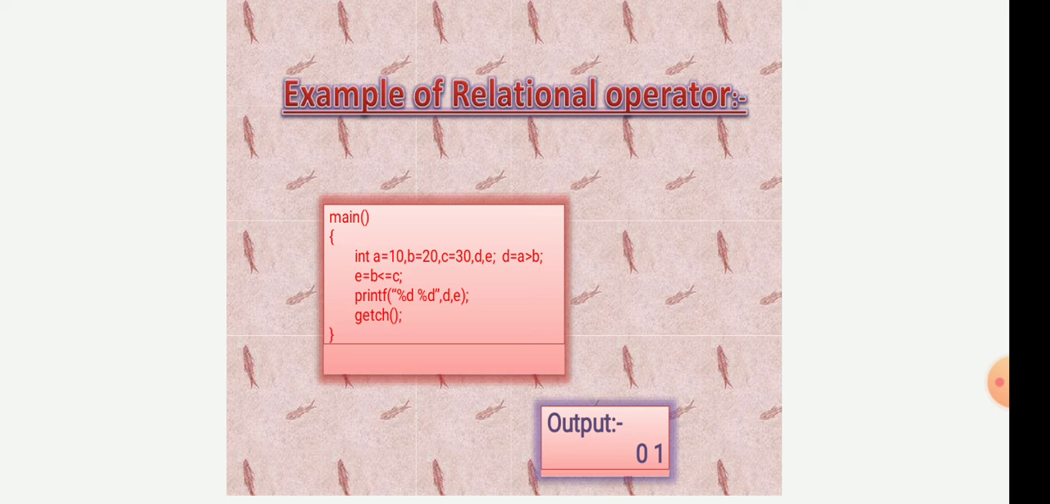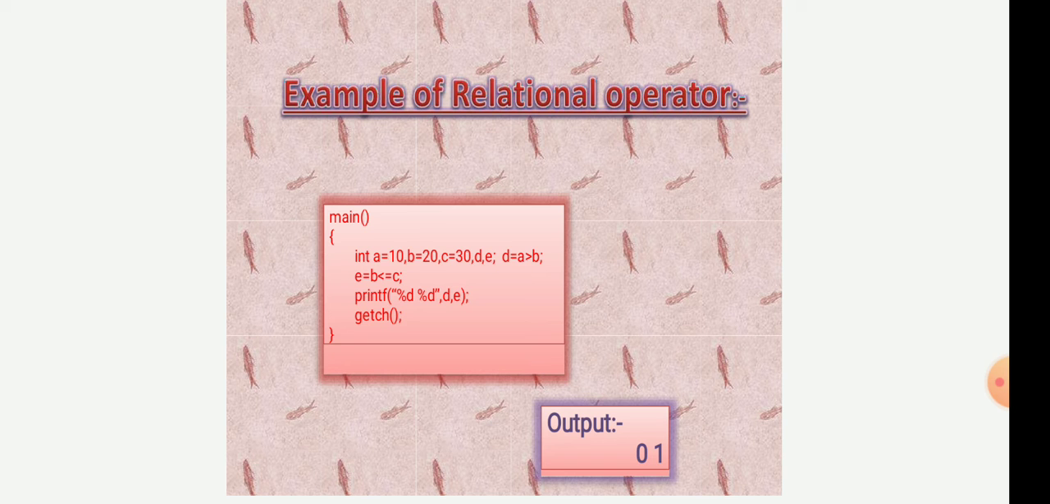Then here you can see we have two other variables, d and e. d contains the condition a is greater than b. So dear students, you can see the value of a is 10 and the value of b is 20. Here this condition is false. So when we are printing printf("%d", d, e), first of all, in place of d it will print 0.